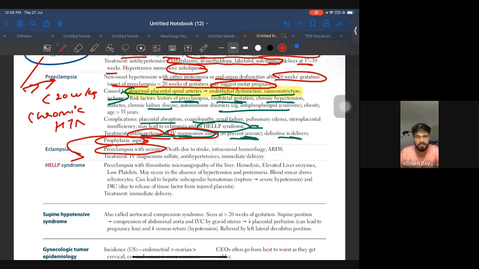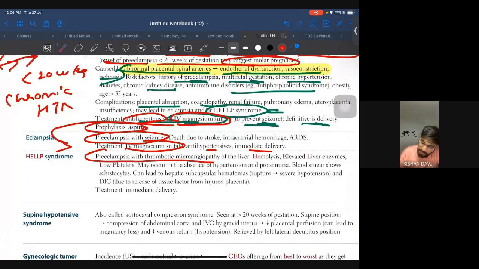That's it. So if there is brain involvement in preeclampsia, it is not preeclampsia, it is now eclampsia. Okay, treatment: magnesium sulfate, antihypertensive, immediate delivery. HELLP syndrome: preeclampsia with thrombotic microangiopathy of the liver. So hemolysis, elevated liver enzymes, and low platelets. That is the triad. Okay, may occur in absence of hypertension and proteinuria.